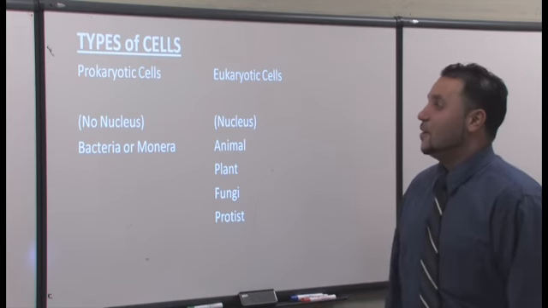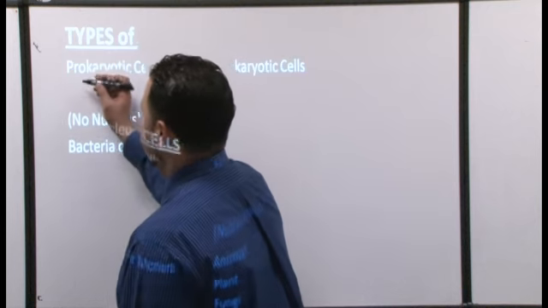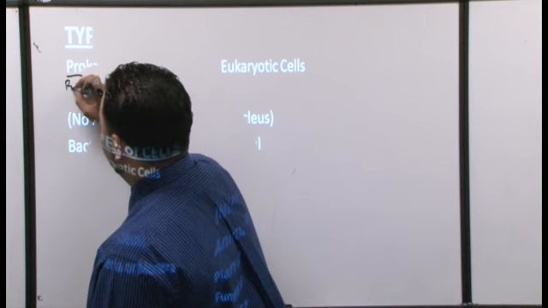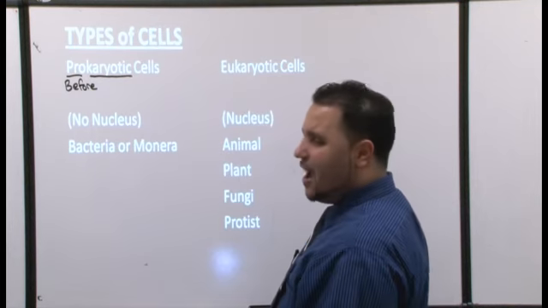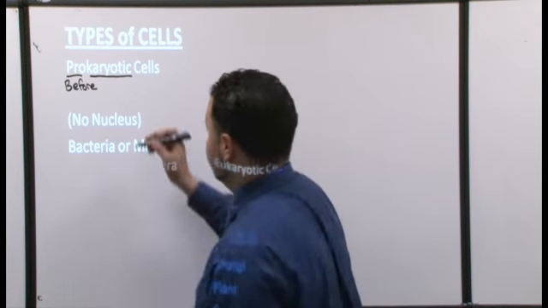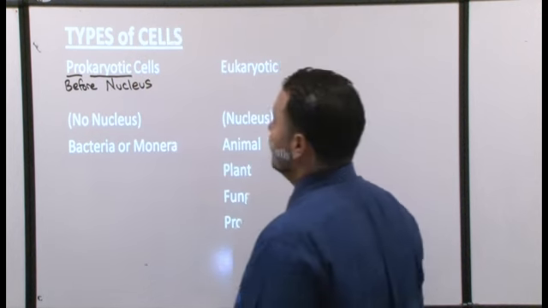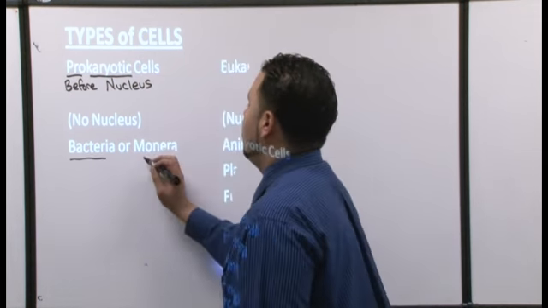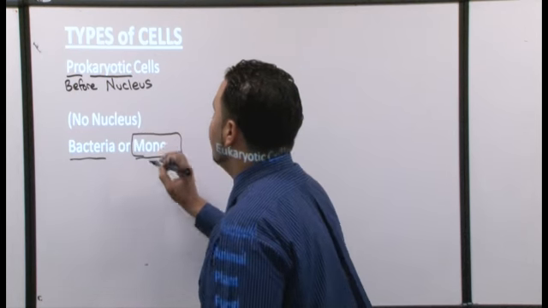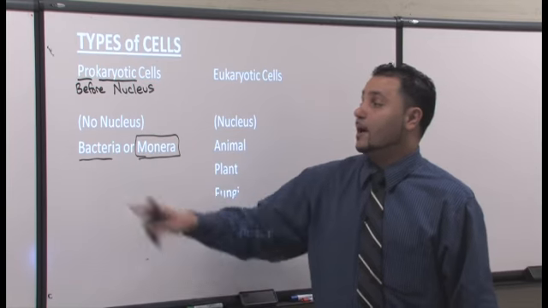Types of cells. All right, we have prokaryotic cells. Let's break down this word real quick, okay? Pro means before. Before what? Karyotic. Oh, what's karyotic mean? It means nucleus. So before the nucleus, there was only bacteria, right? And so when we say that, we're going to go with bacteria, or no longer used, but you might still see this on the test. This used to be the name of the Monera kingdom, right? The kingdom where bacteria were.